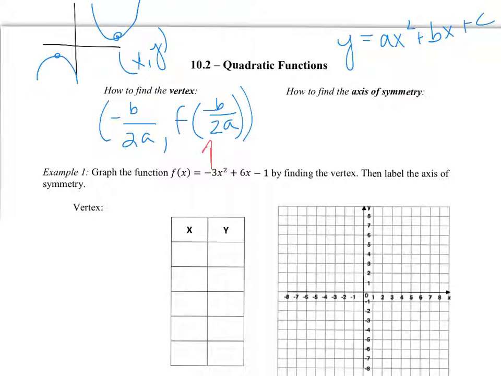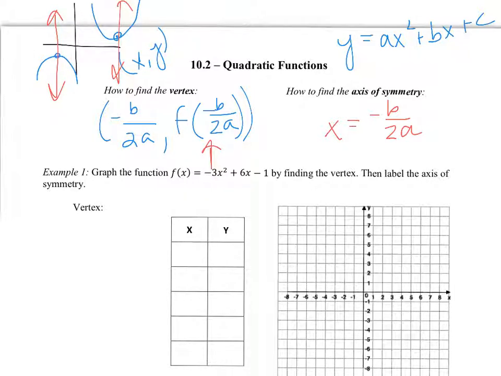So the axis of symmetry is a line of symmetry. It's going to go up and down, so you know it's going to be a vertical line, so you need to write an equation for the line, and it's going to be x equals opposite b over 2a. So if you know the vertex of the function, you can easily find the axis of symmetry because it's just the x value, and you have to write an equation for it since it's a line.